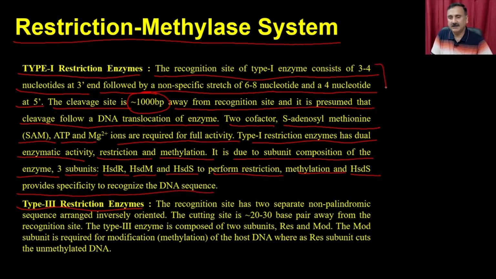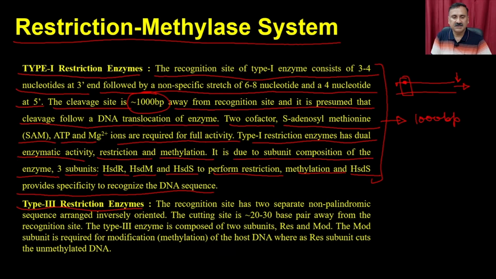But as you can see, the type 1 restriction enzyme does not have a cleavage site within the recognition site. It has a cleavage site which is 1000 base pairs away from the restriction site. You can imagine that if the enzyme recognizes this particular site as a restriction site, it is actually going to cleave somewhere here. This means the cleavage and the recognition are going to be different. That's why these type 1 restriction enzymes are not useful for molecular cloning.